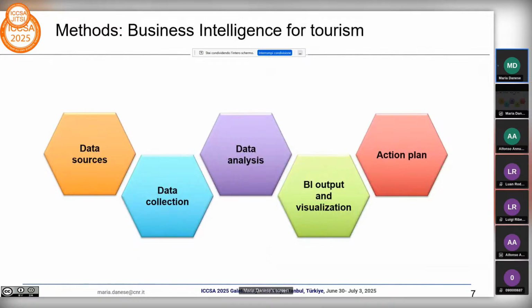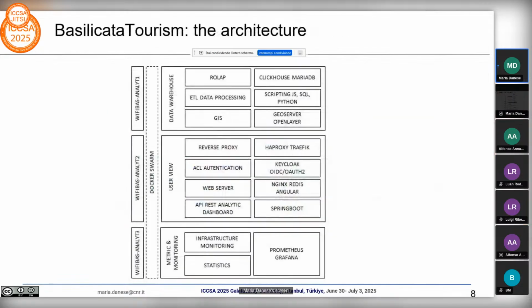Business intelligence is a group of methods, tools, and technologies used to collect, analyze, and present data. Its main steps are heterogeneous data collection, the data analysis task, and most of all, the construction of a dashboard to visualize results and reports.